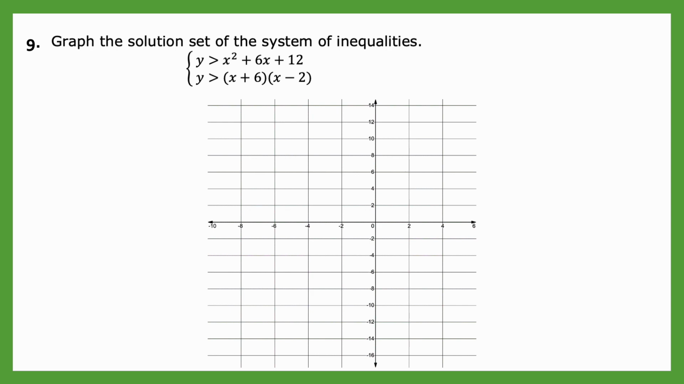Okay, so for these problems, we are given a system. We're asked to generate the graph and do the shading ourselves. So we have two parabolas here. This first one is in standard form. The second one is in factored form. So to start off our first quadratic, we're going to start by finding the x-intercepts.